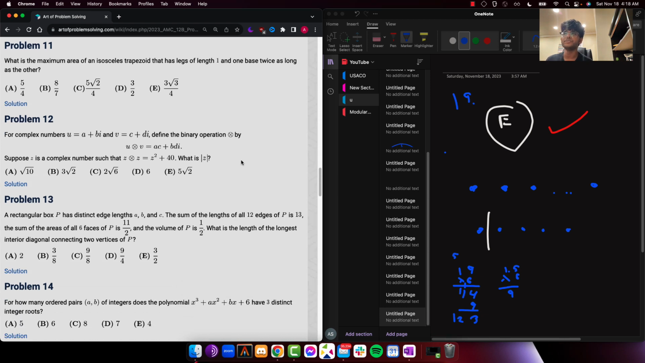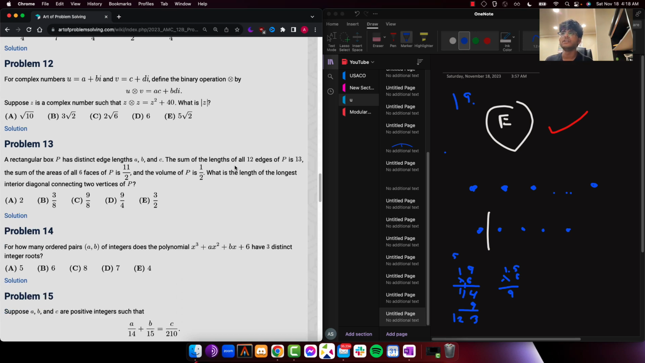Problem 12 was okay, I guess. Problem 12 is just like you put it in, the binary operation thing they have here is just decoration. You just put the thing in, you solve the equation, you equate the imaginary parts. Like, yeah.